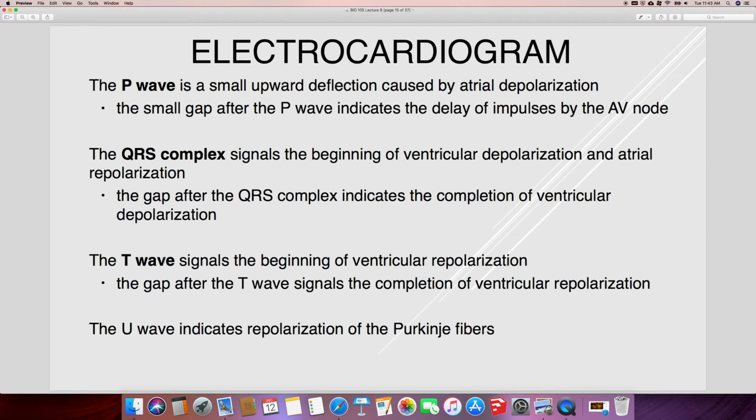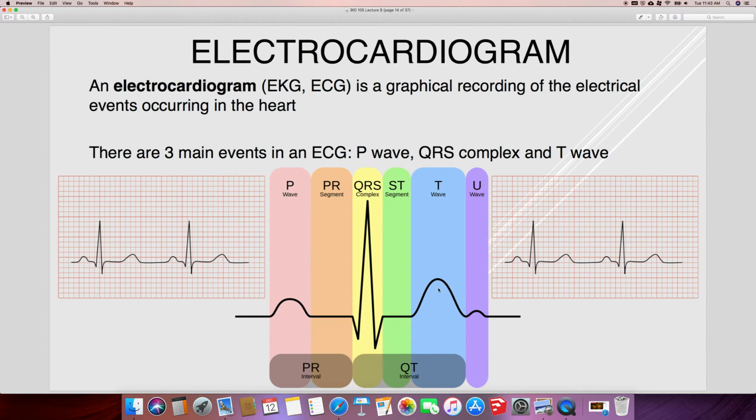And then finally the T wave, this indicates repolarization of the ventricles. Okay, right here. So basically here we have atrial depolarization, ventricular depolarization, and then the T wave is ventricular repolarization.